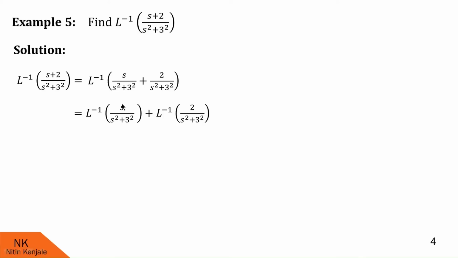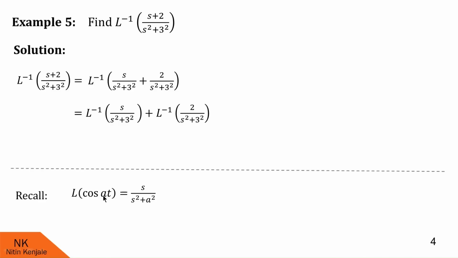First think, whose Laplace transform is s upon s square plus 3 square? If you don't remember, recall the Laplace transform of cos at. It is s upon s square plus a square. Therefore, L inverse of s upon s square plus a square is cos at. So clearly, L inverse of s upon s square plus 3 square is cos 3t.